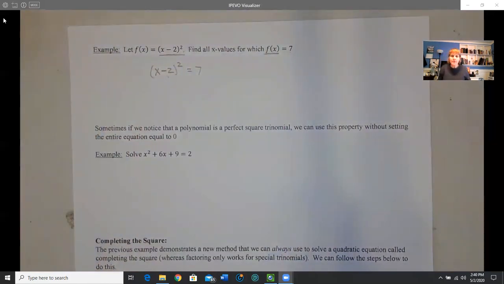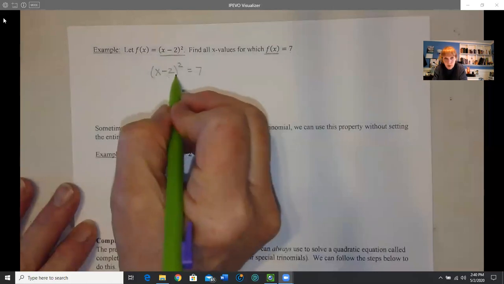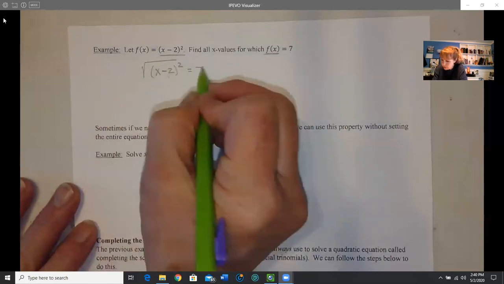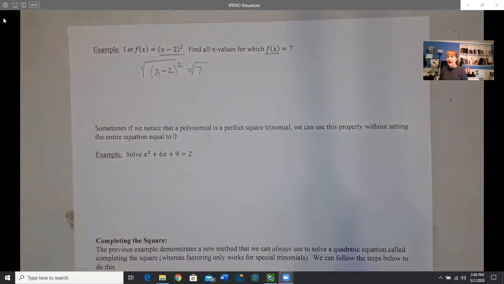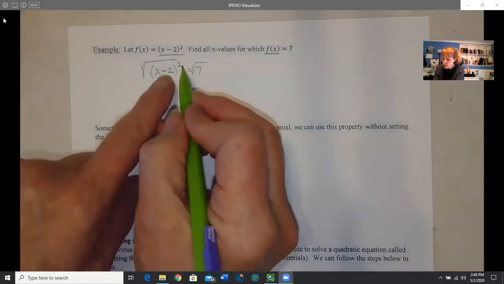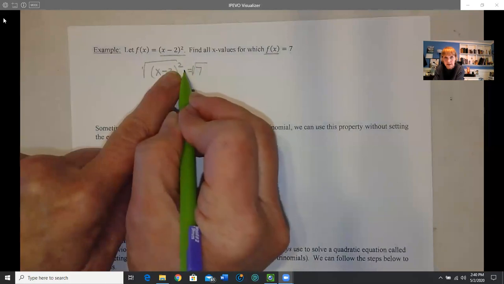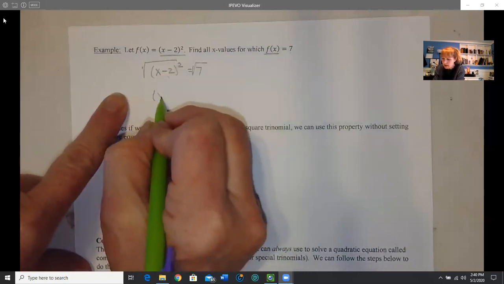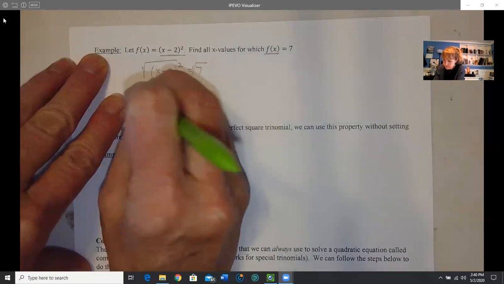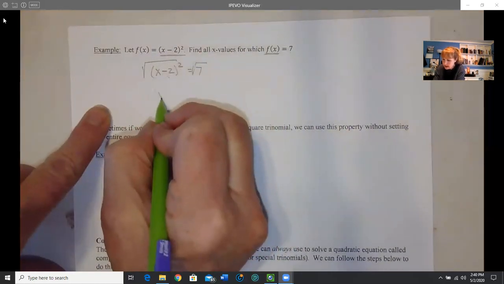Well, it's actually been set up quite nicely. We have isolated the squared. We didn't have to move the 7 over. Once the squared is isolated, even though there's something inside the squared, you've still isolated the squared. Once you get to this point, go ahead and take the square root. When you do that, the squared and the square root cancel each other out, so you're left with just x minus 2.